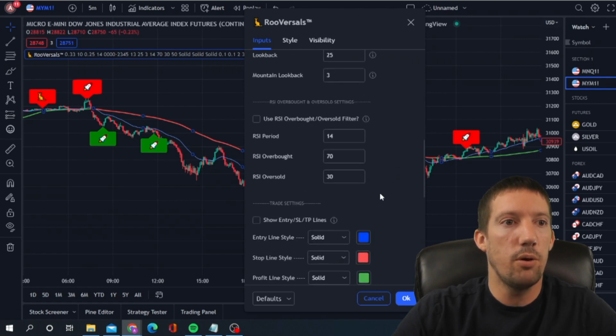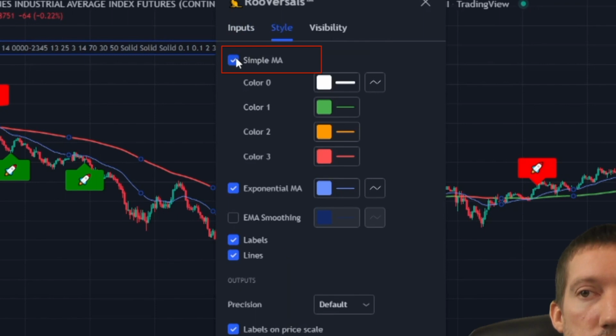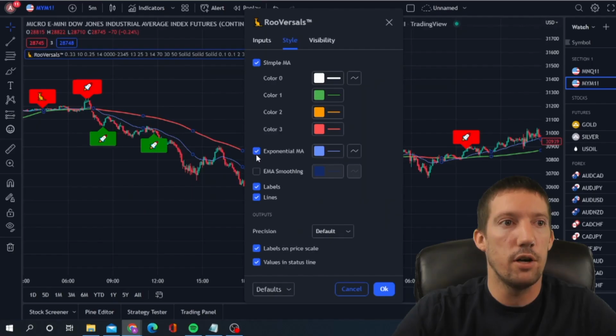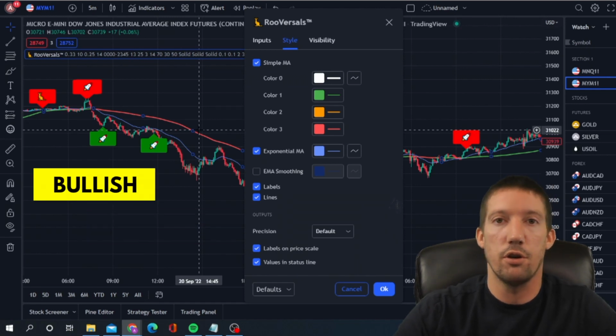Now, I actually go in and I make sure that the simple moving average is checked and the exponential moving average. You can see what lines those are. This is the exponential moving average and the simple moving average. Now, the simple moving average is actually going to tell you whether or not you're in an uptrend or a downtrend, so a bullish or a bearish market.